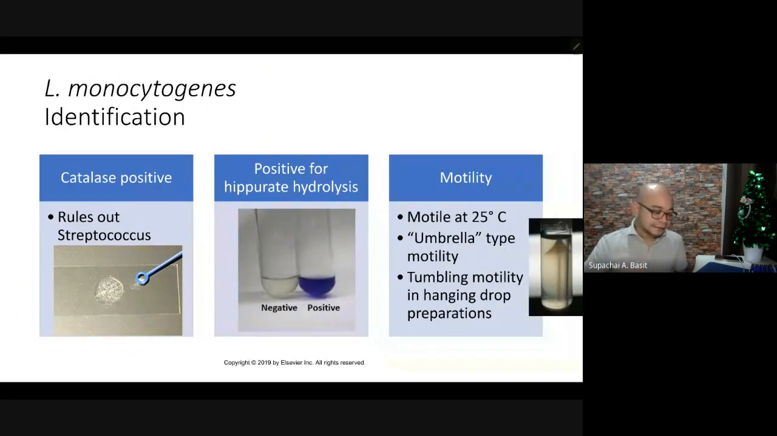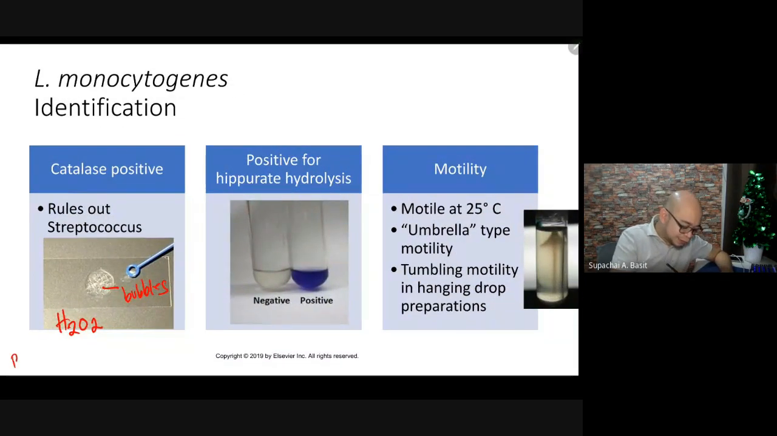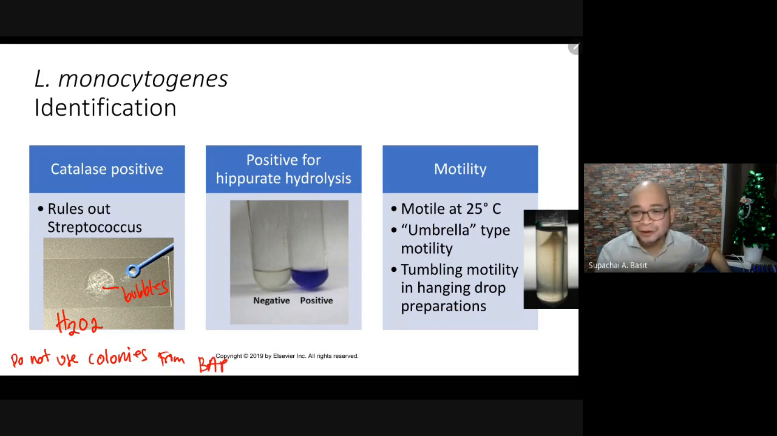Okay, so Listeria monocytogenes is positive in the catalase test. In the catalase test, we use hydrogen peroxide, so there would be rapid effervescence of gas or presence of bubbles, and that is a positive result. Again, do not use colonies from a blood agar plate if you are to perform the catalase test, because it will result in a false positive, as blood has naturally occurring catalase enzyme.